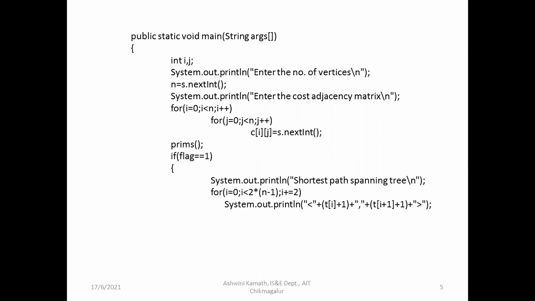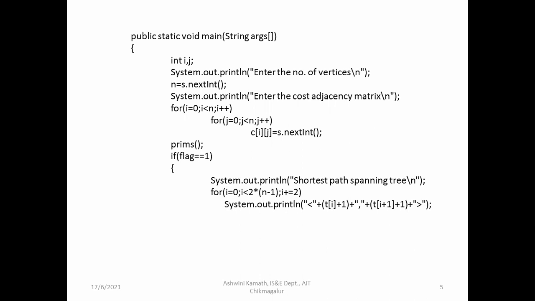The 2 vertices of the edge will be displayed in one iteration. And you can notice that whatever is within the double quotes will be displayed as it is. And t of i plus 1 is not within the double quotes, so it will take the value stored in t of i, then add 1 to that, and that value will be displayed.